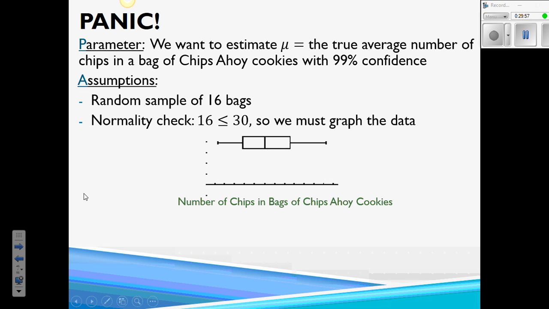Let's just go ahead and draw the box plot, right? You can draw a box plot, you can draw a histogram. I'm not limiting what graph you choose. I do want you to graph it though when your data is less than 30, or your sample size is less than 30. And I want you to assess the shape of this distribution. So the number of chips in the bag of the Chips Ahoy cookies is what you should label the graph. And then we should comment on it, right?